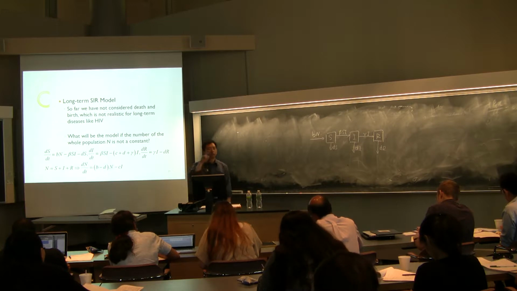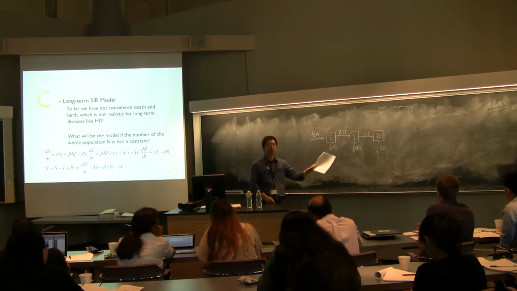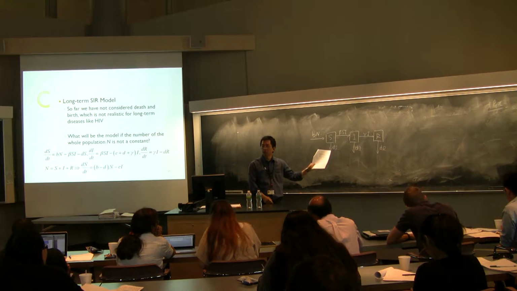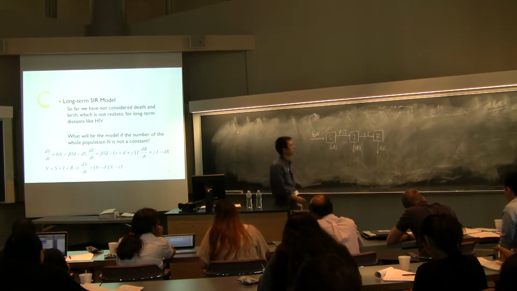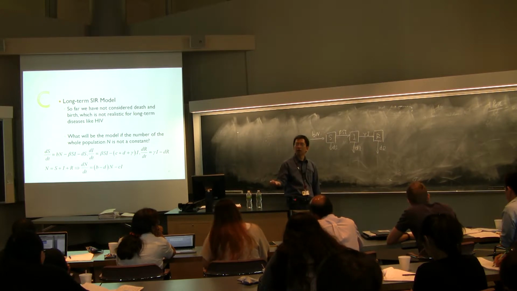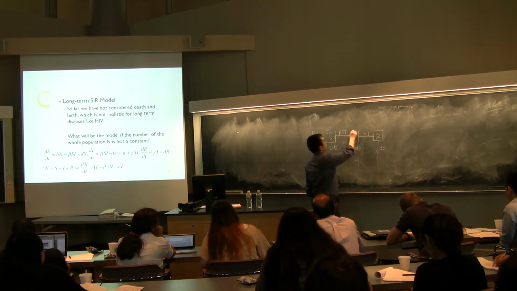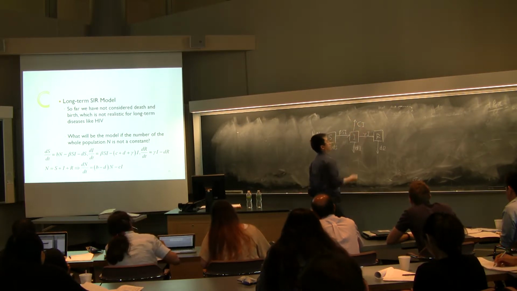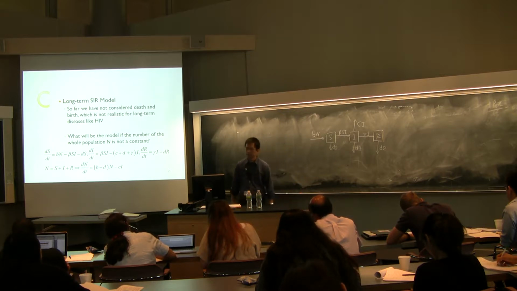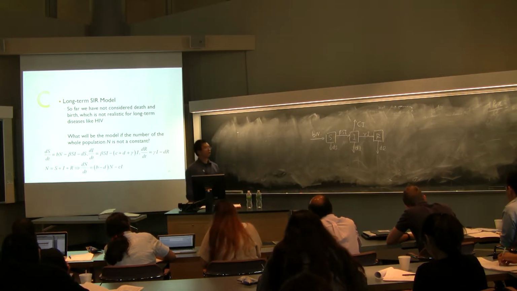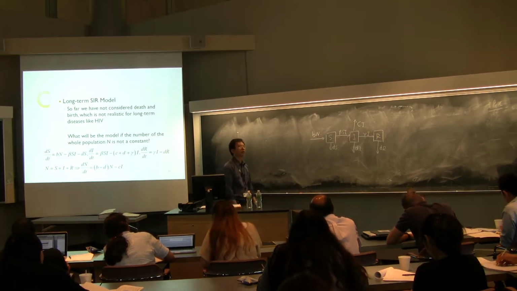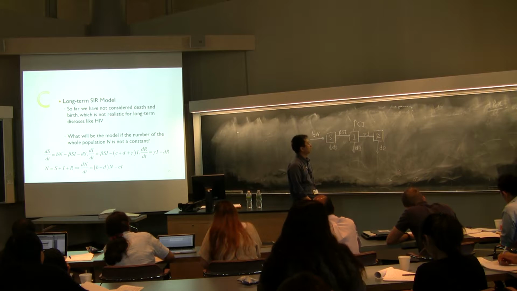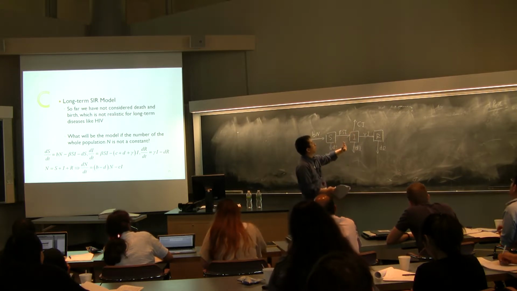Does it make sense? Okay, so D here is actually the average death rate of the whole population. Also, we should have disease-associated death. Right? That actually makes more sense, right? Why do you want to separate it from R?